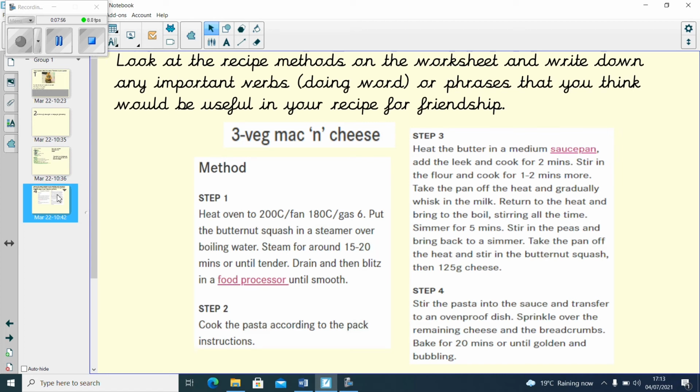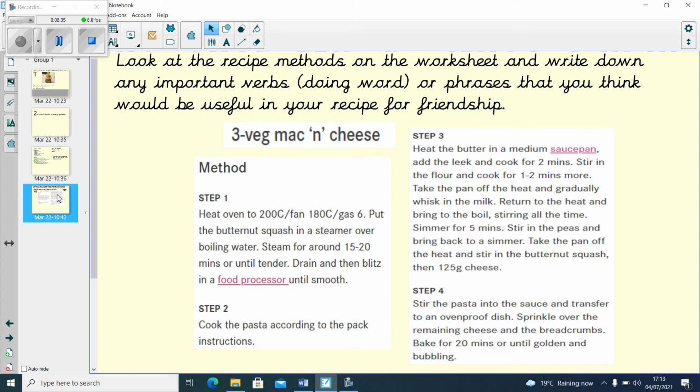And what I'd like you to do, whether you want to print the sheet off and highlight on it, or whether you want to just get the sheet up on your computer and just write the words on paper, that's fine. I want you to have a look if there's any important verbs. Remember, a verb is a doing word in the recipes that you like, or phrases, so a few words together that you think, oh, I like that, I think that would go well in my friendship recipe. So I'd like you to pick out any words that you think you would like to use, because tomorrow we're going to start writing a friendship recipe.